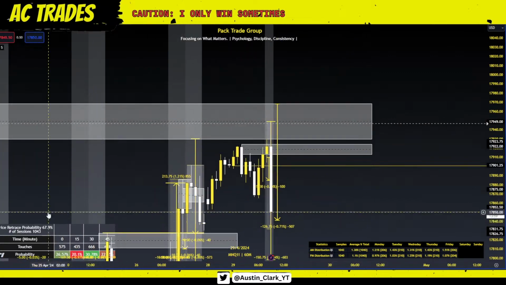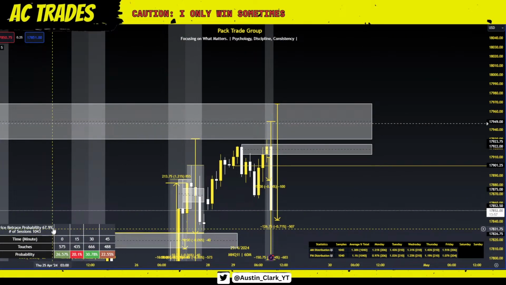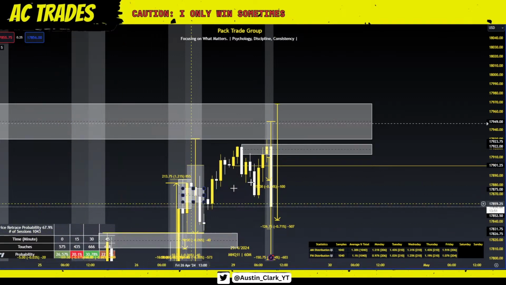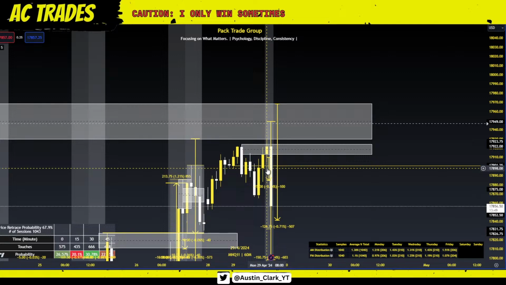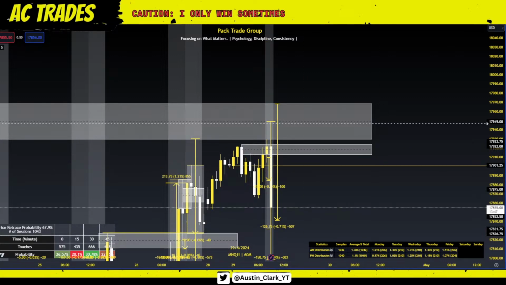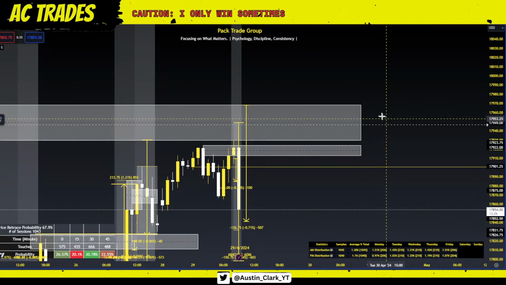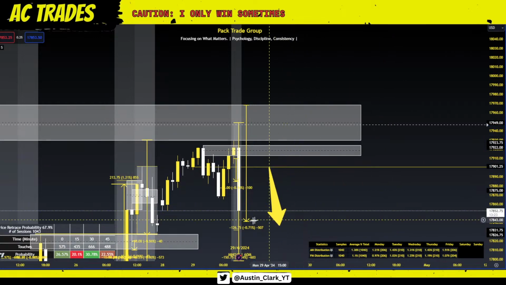So in this data set, you can see 67.9% out of 1,043 of the previous sessions, it has retraced to that midnight open from 8 to 11:15. So that's data point number one. So that's data point number one for me to objectively take shorts. Okay? Right here. Check number one.